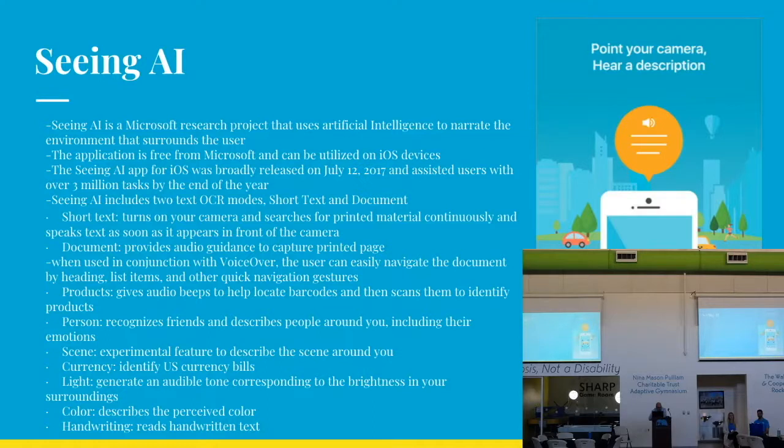The next feature, I've only used a few times. It's the light feature, which generates an audible tone corresponding to the brightness of your surroundings. For some of our users who don't have light perception, this can be a good tool for them. The next feature is the color feature, which describes the perceived color. I found this to be pretty accurate, but it also depends on the lighting that you're in. It can alter the perceived color depending on how well lit your environment is.